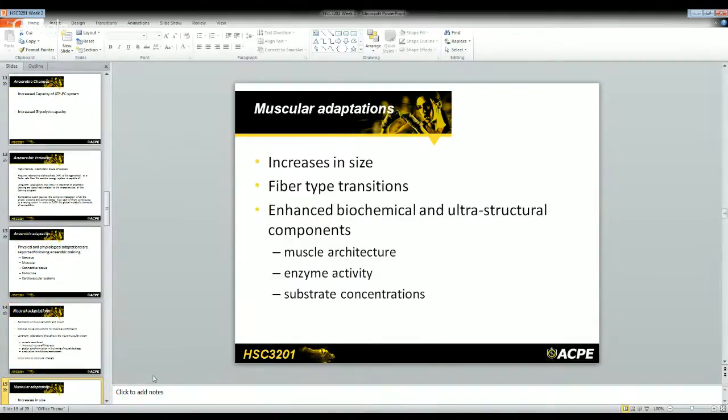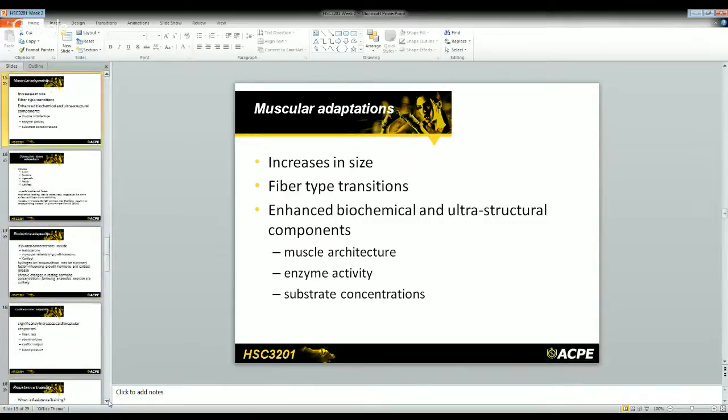Now, the muscular adaptations, we're looking at increases in size and fiber type transitions, so we can convert type 1 to type 2. It's only temporary and it will revert back. Plus biochemical and ultrastructural components, such as substrate concentrations, the architecture of the muscle, bigger, stronger, and the enzyme activity. And what we look for with most of it is it's exposing the body to let it know what it can deal with and to train it how to deal with it more effectively.